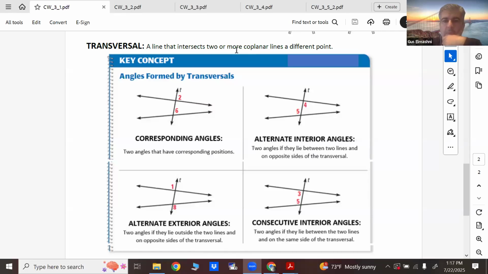A line that intersects two or more coplanar lines, we call it the transversal. The two lines don't have to be parallel, but if I have two lines, a line that goes through both lines is going to be called a transversal. So when we start dealing with parallel lines, and all the different theorems involved with them, we call this the transversal, just a color code.